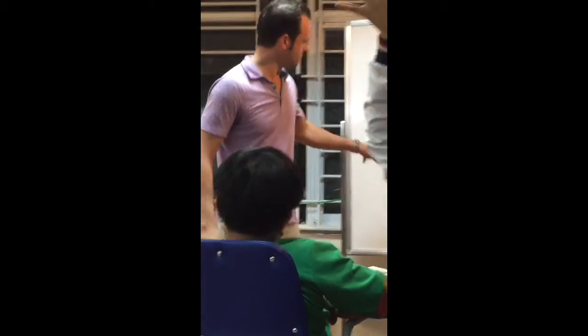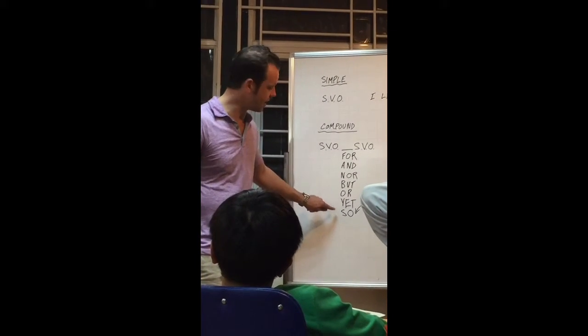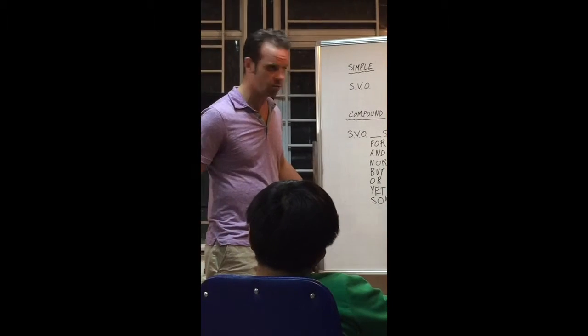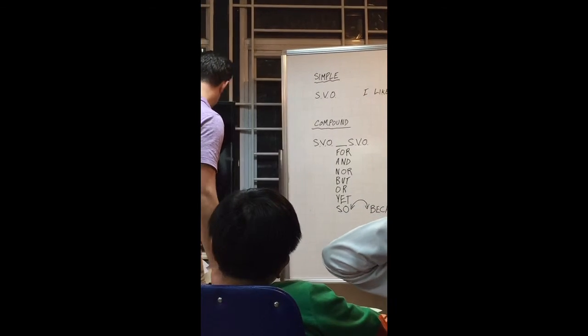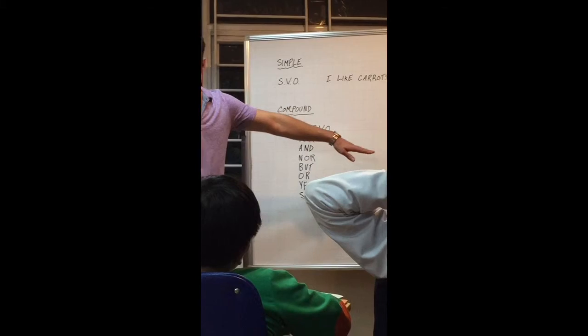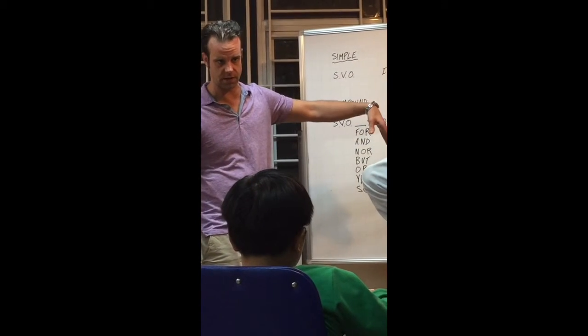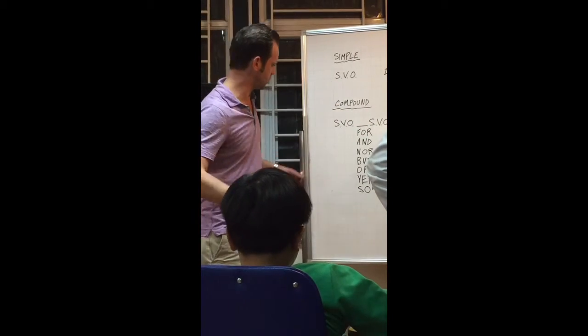Here's what I want you to do. Google fanboys, okay? You know what I mean? You Google fanboys. And we'll end today. Number one, fanboys. Have you written down all of this in your book? Good, because we're going to continue this next week, okay? So here's what we're doing right now.